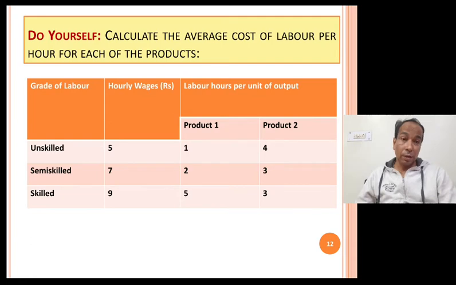This is a question which you are supposed to do yourself. You can take a screenshot of it and you can calculate it further.